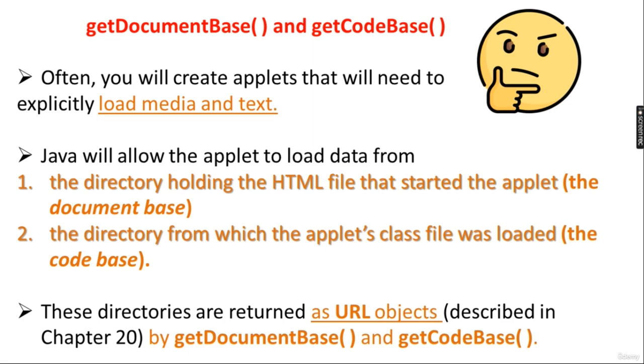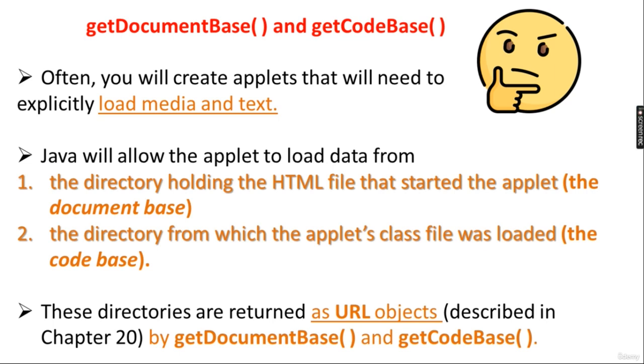So the document base is the directory that holds the HTML file that starts the applet. It is the directory in which the HTML file is currently residing. And the code base is the directory from which the applet class file was loaded, the actual .class file.